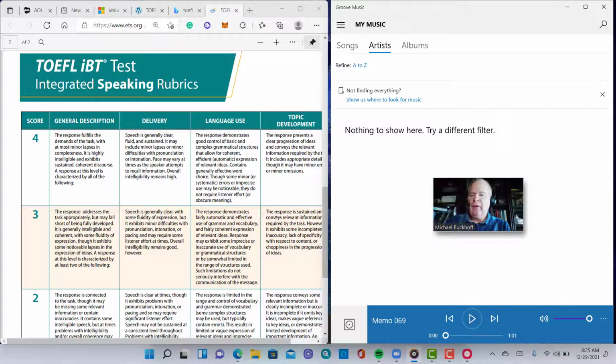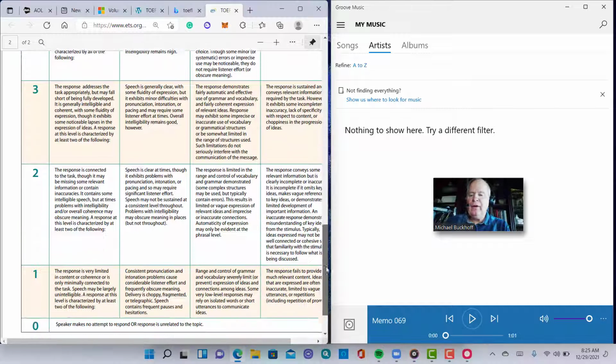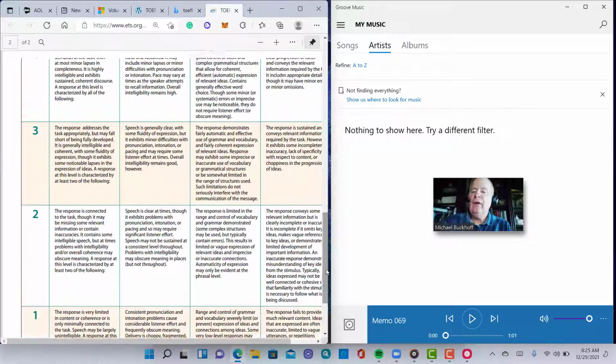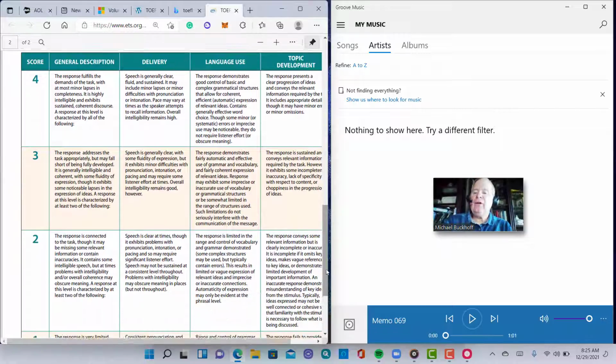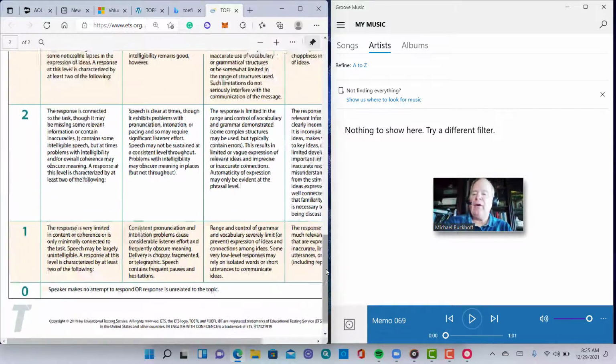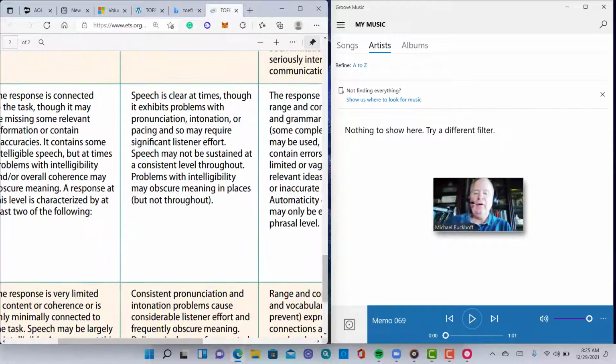Okay. So I think in this one, my score here is pretty accurate. So I'm looking at the integrated speaking rubrics in the 2 areas. So I'm looking at a few things here. So we have speech may not be sustained at a consistent level throughout. Problems with intelligibility. You have problems with pronunciation. Some words, for example, layer. You have problems varying your tone, and you have some awkward pauses and hesitations in there.